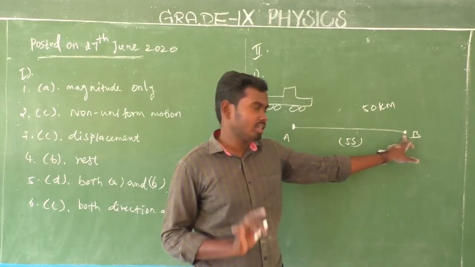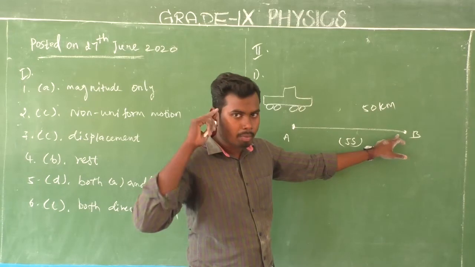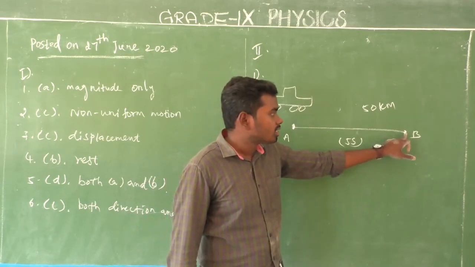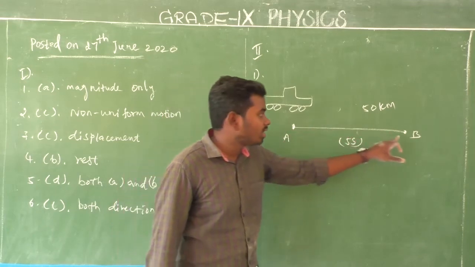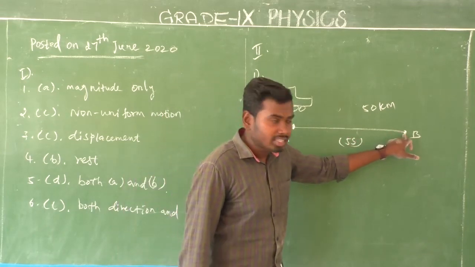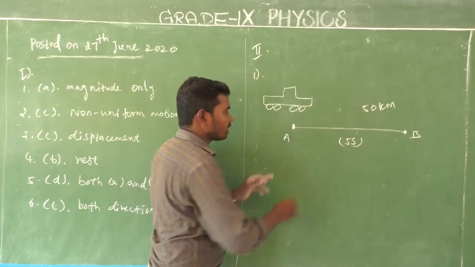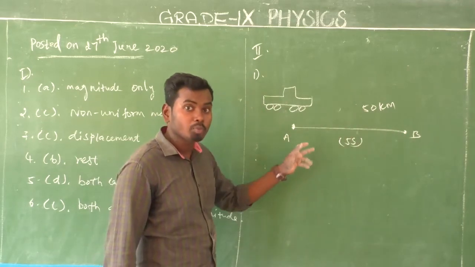Position B. Is it clear? Very simple. Again, is it clear? Mark this point, very important. Again the car moves along the same path. Again the car moves back along the same path of 50 kilometers and finally comes to position A.